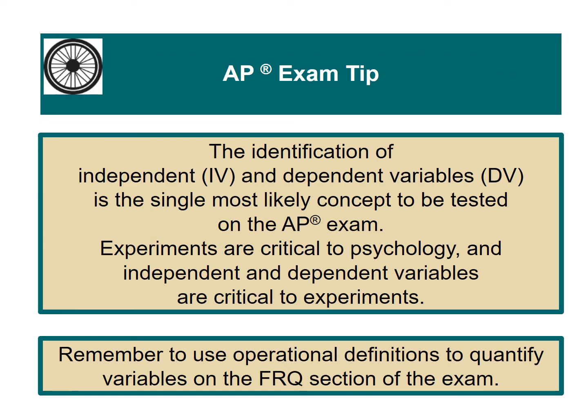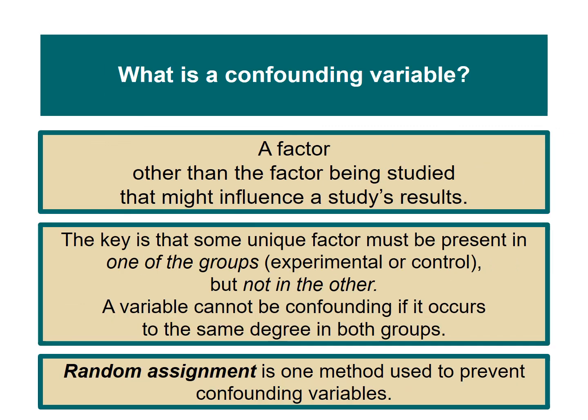Exam tip, this is a biggie. The identification of the independent variable and the dependent variable is the single most likely concept to be tested on the AP exam. Experiments are critical to psychology, and independent and dependent variables are critical to experiments. So when you are dealing with independent and dependent variables, remember to use operational definitions to quantify your variables. And this is specific to the free response section of the exam. Okay, and we'll do lots of practice, so don't stress out.